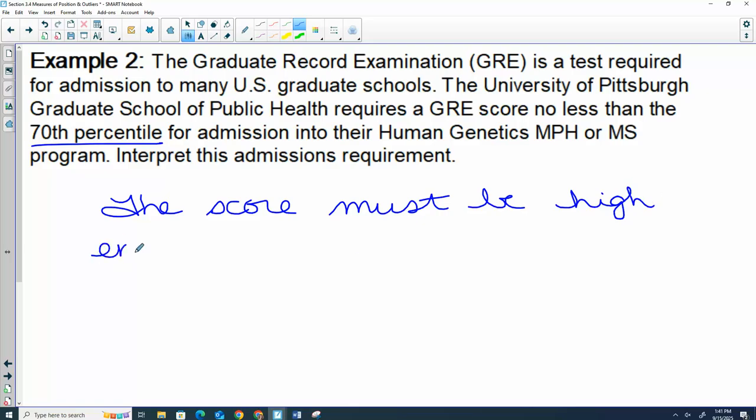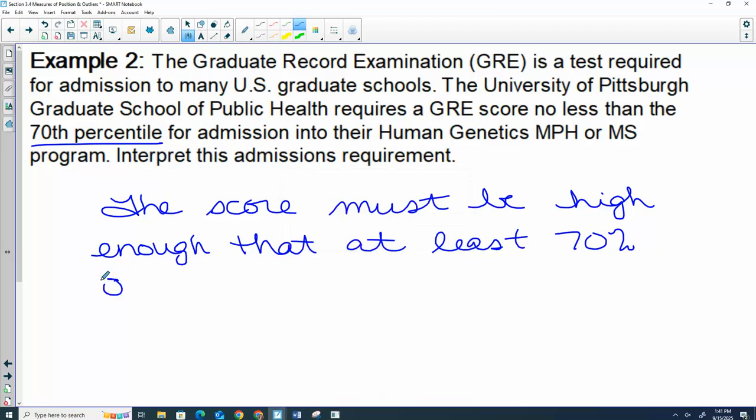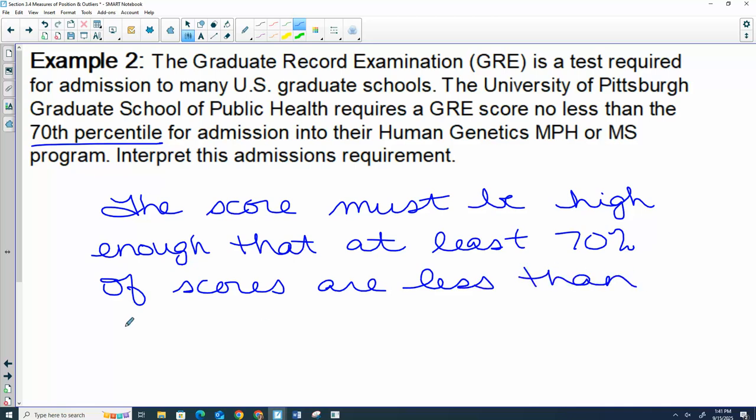Yeah, I'll say high enough that at least 70% of the scores are less than or equal to it. Or another way of saying it, how many can be better than you? Only 30% can be better than you. So 70% are less than or equal to that score, 30% better.